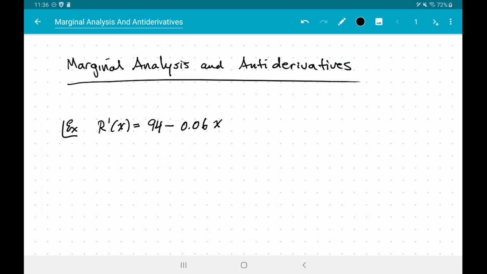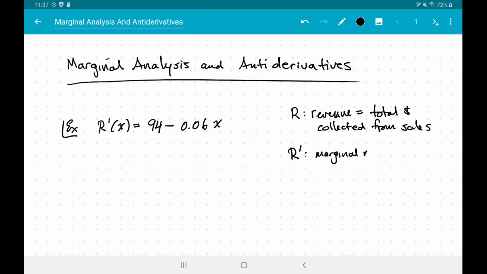Okay, well, here's that marginal revenue function again. Incidentally, you have to remember that R, revenue, is total money collected from sales. R prime is the marginal revenue function, and that's equal to the derivative of R with respect to number of units sold.